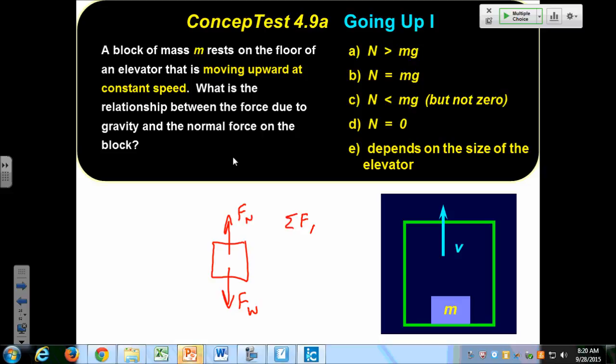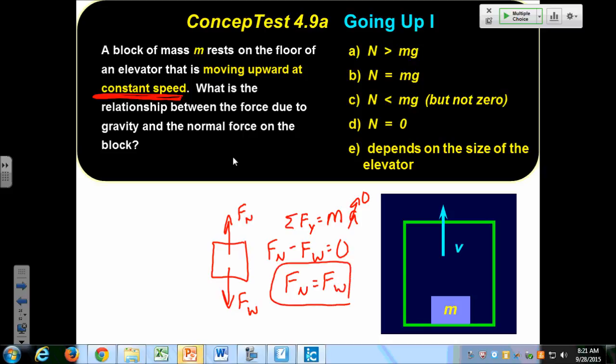I know that the sum of the forces in the y direction is ma. This is 0 because it's moving at a constant speed. So Fn minus Fw equals 0. So Fn is equal to Fw. That's if it's moving up with no acceleration.